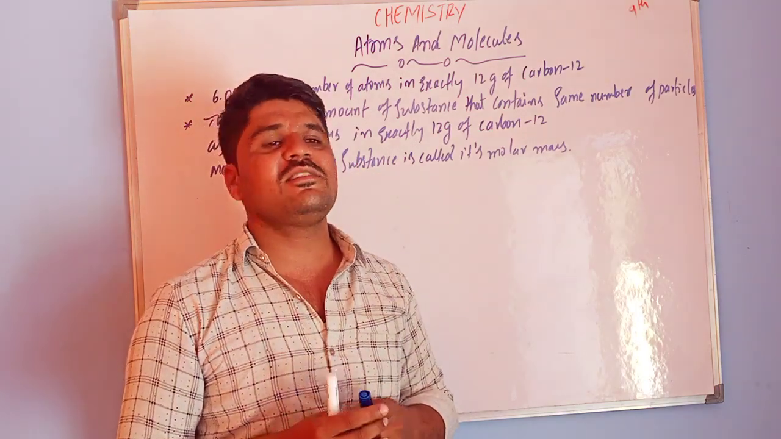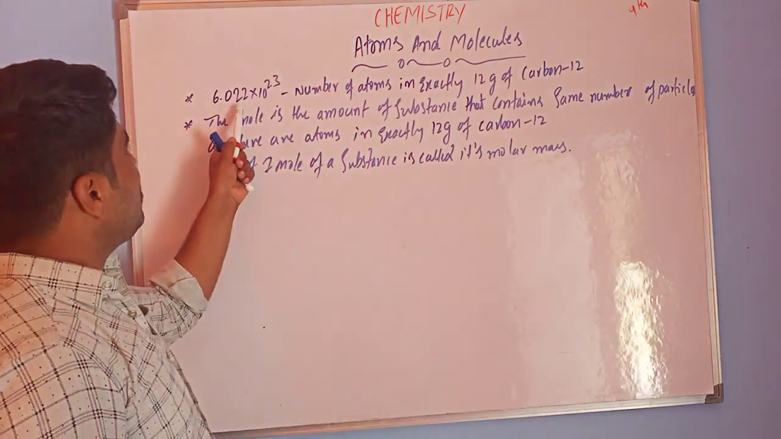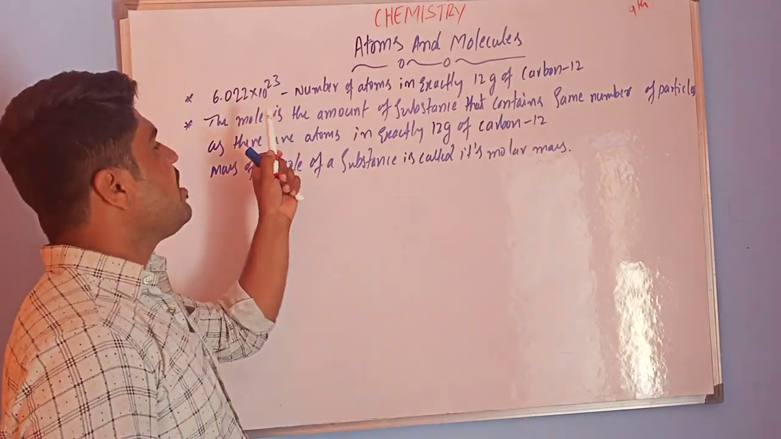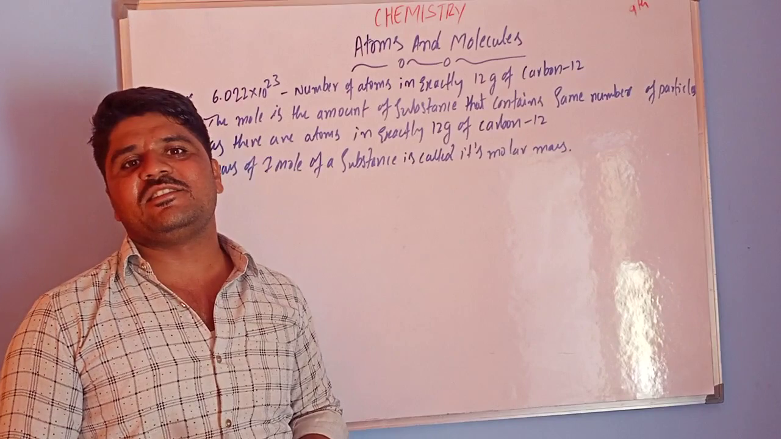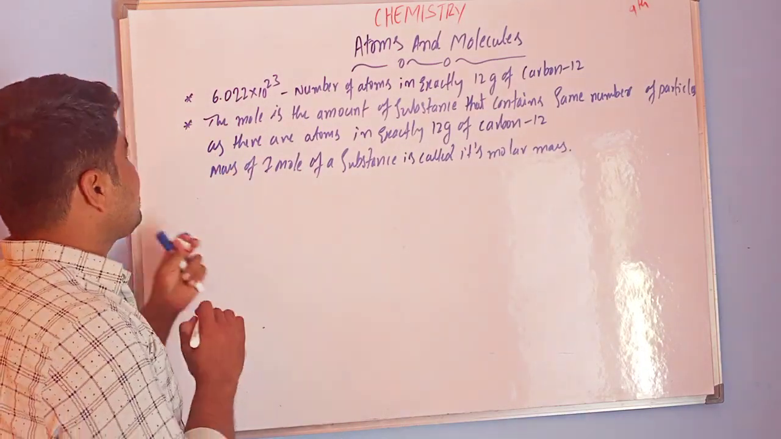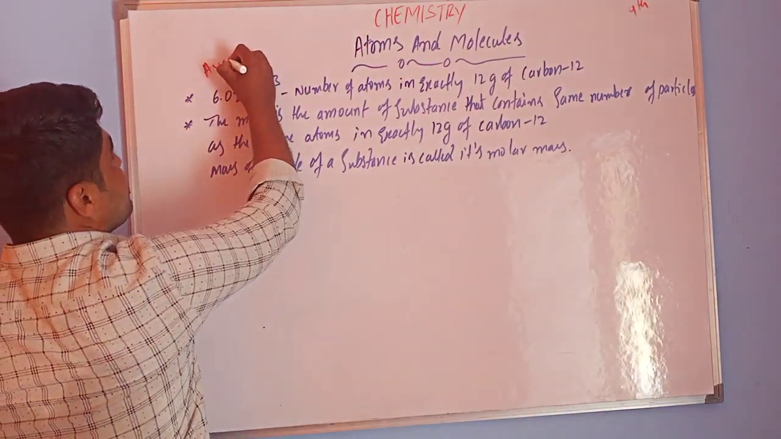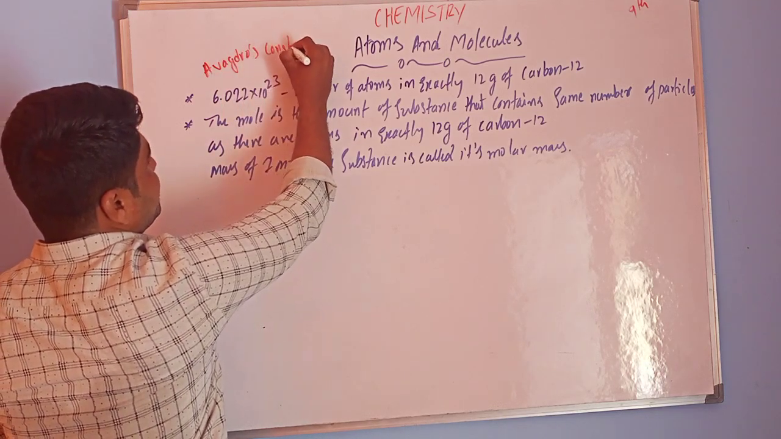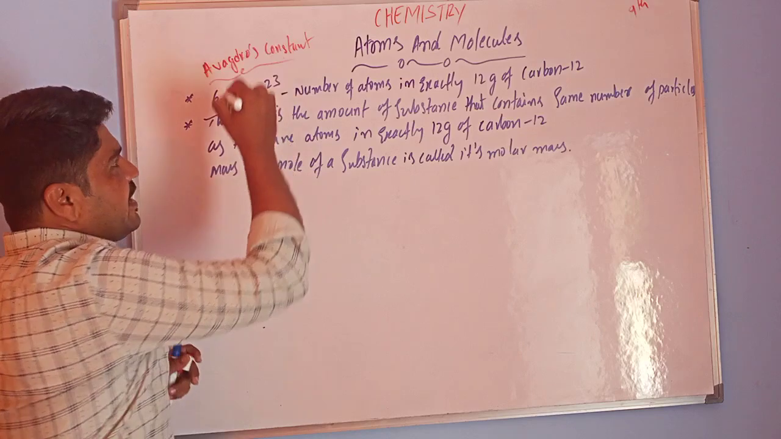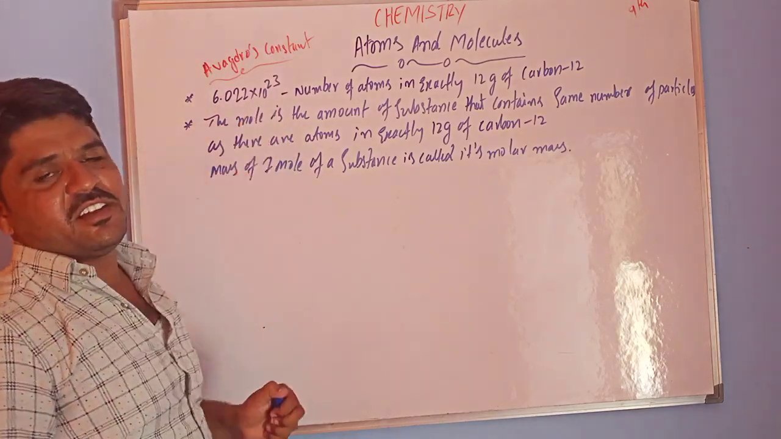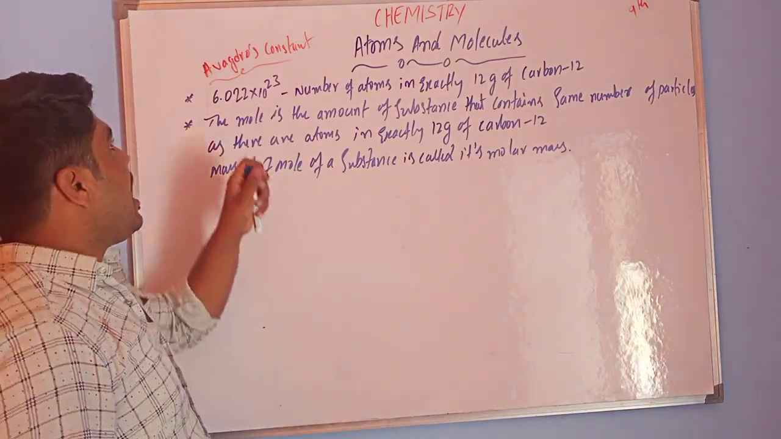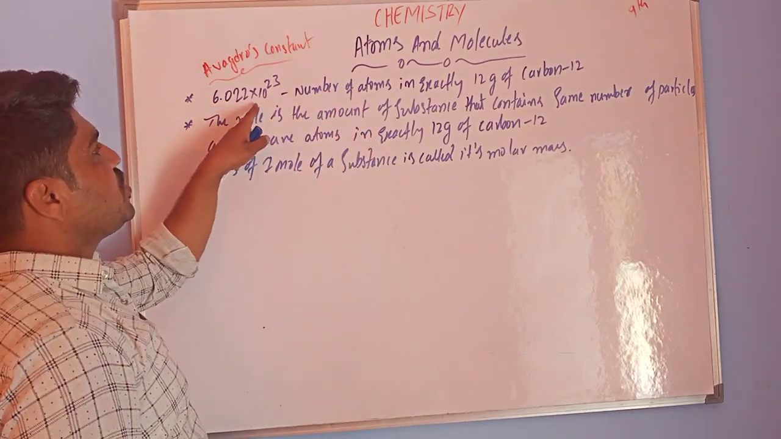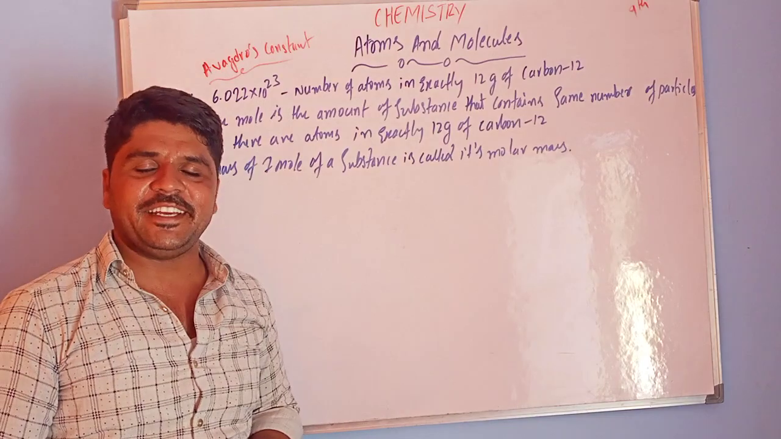That fixed number is 6.022 × 10^23. This is also called the Avogadro constant. If in the examination they ask what the Avogadro constant value is, it is 6.022 × 10^23.